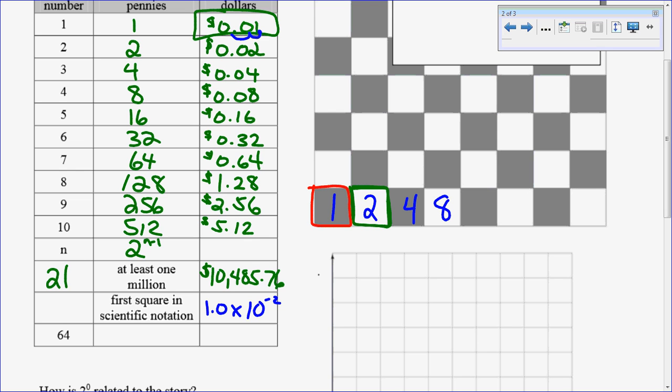All right, now here's the fun part, right? Because the king agreed as each square is doubling. So before we figure out question number 64, who do you think gets the better end of this deal? The chess champion, the peasant, or the king? How many people think the peasant makes out with the more money? No? You guys think it's the king?